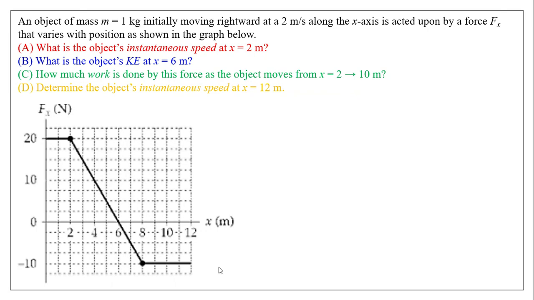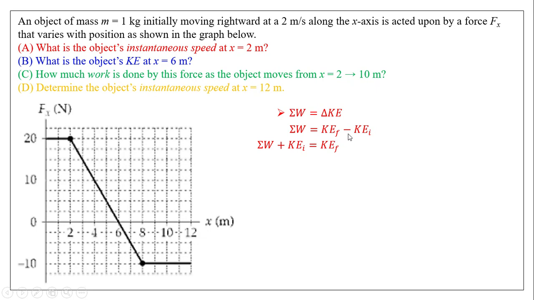Okay, so here in part A, it wants us to find what is the instantaneous speed at 2 meters. I think the easiest way to do it is just to use the work-kinetic energy theorem. Well, here we know net work is the change in KE, which can be broken down into KEf minus KEi. It wants us to find the instantaneous speed at 2 meters, which implies that it wants us to find Vf. I'm going to solve for KEf, because Vf is hidden in KEf.